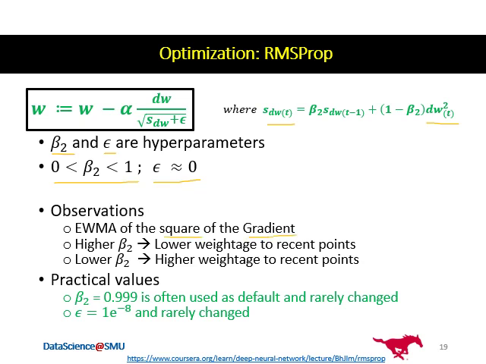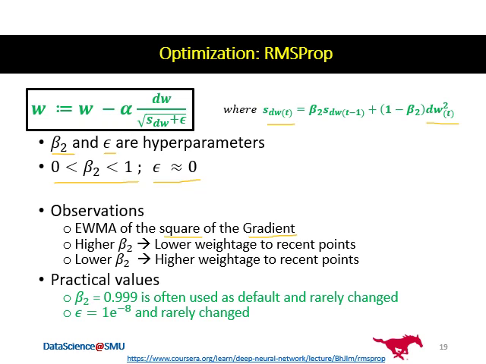In case of momentum, we took the exponentially weighted moving average of the gradient. In this case, we are taking the average of the square of the gradients. And similarly, if we use a higher value of beta 2, we are giving a lower weightage to recent gradients. If we use a lower value of beta 2, we are giving higher weightage to recent gradients.